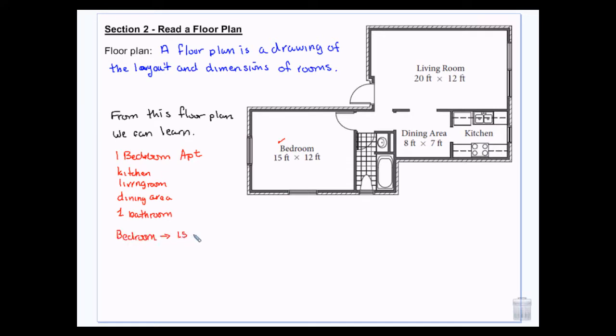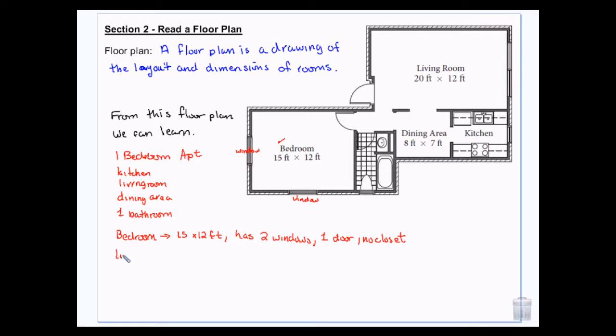Okay, the bedroom is 15 by 12 feet. It has two windows. This is a window, and this is a window here. It has one door, and it has no closet, for whatever reason.